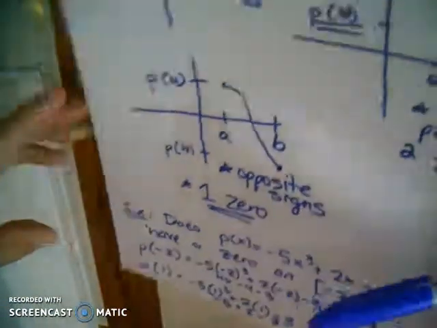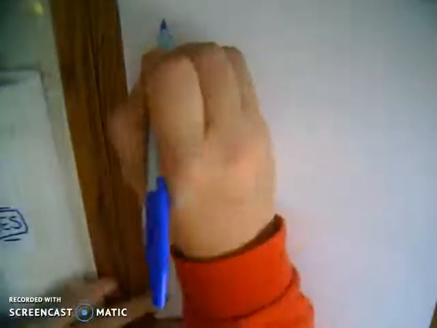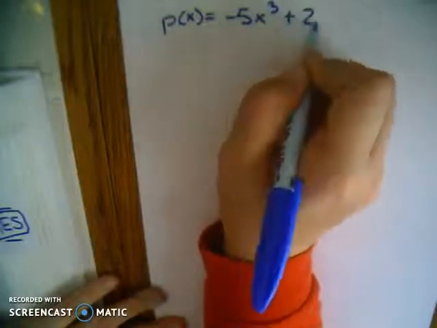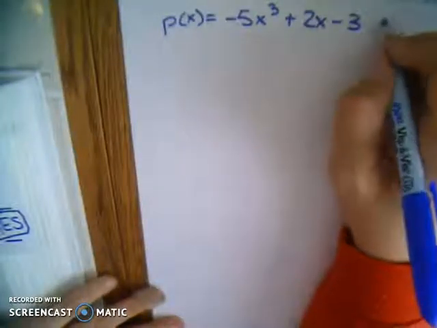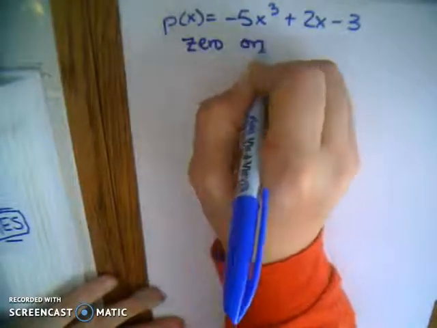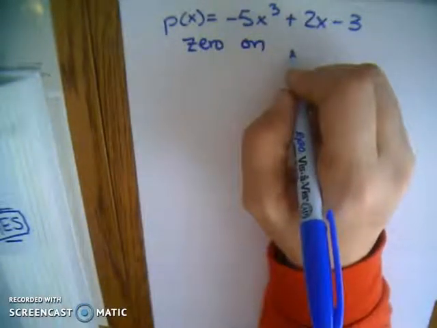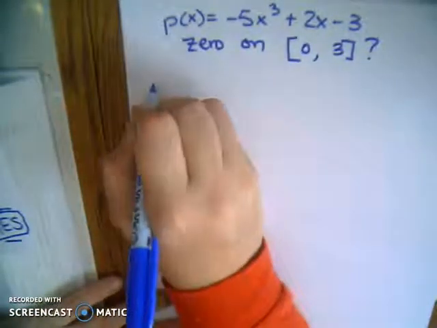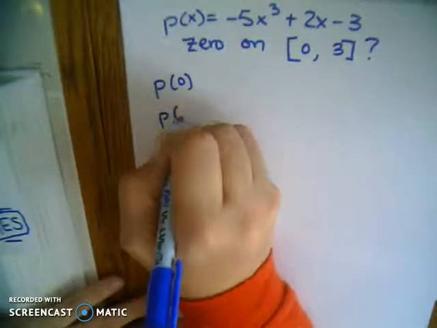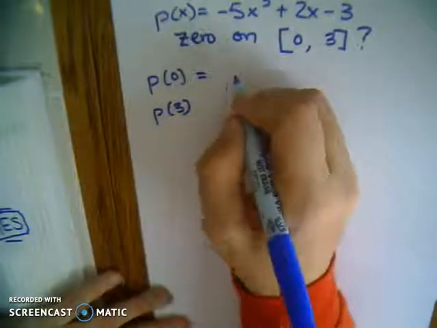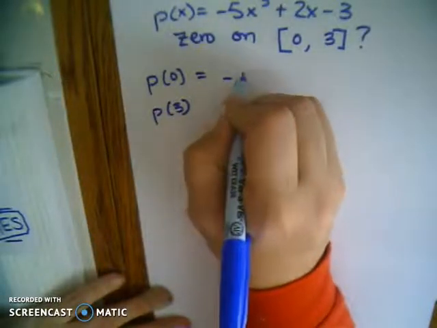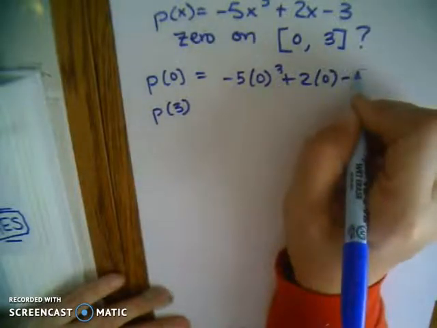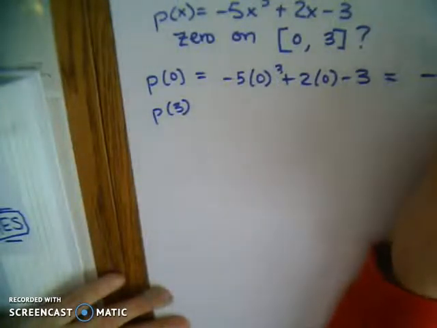Now let's do one more real quick. I'm going to use my same polynomial. P of x equals -5x cubed plus 2x minus 3. Does it have a 0 on, let's say, 0 to 3? So we're going to find P of 0 and P of 3. So if we plug 0 in, we get -5 times 0 cubed plus 2 times 0 minus 3, which is just -3. So it's negative.